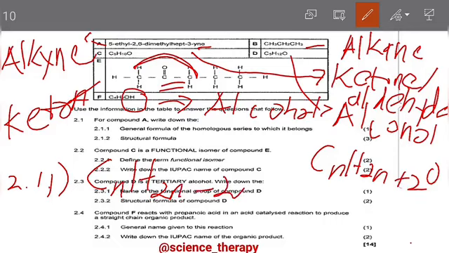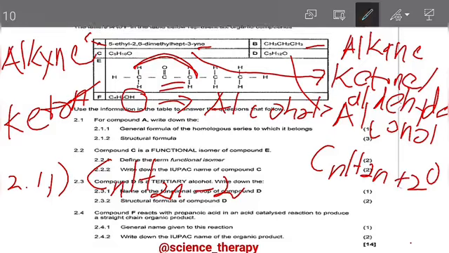Then for 2.1.2, it wants us to draw the structural formula of compound A. So we have 5-ethyl-2,6-dimethylhept-3-yne. So we want to start with the longest chain. Hept means 7 carbon atoms in the longest chain. So we have 7. Let's go. This is 1, 2, 3, 4, 5, 6, 7.